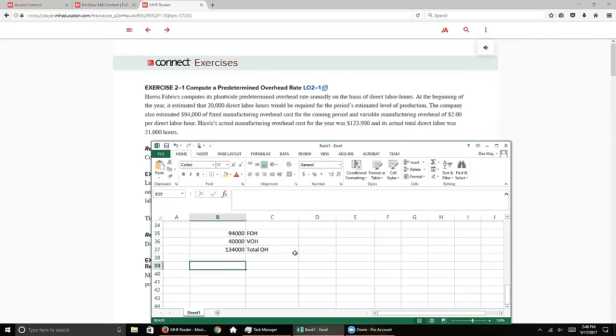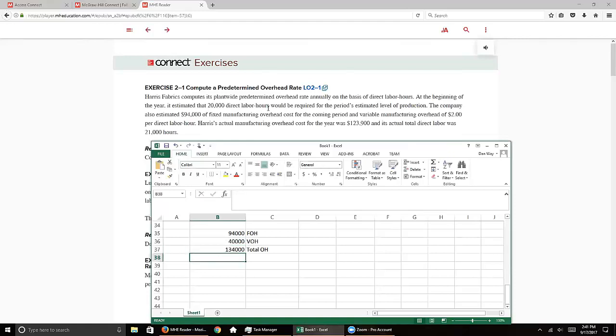And then where'd you get the variable overhead rate? Oh, sure. So this was the $2 estimated variable overhead per labor hour times the 20,000 labor hours that we expected to run. Okay. And again, one thing to keep in mind for our predetermined overhead rate calculations, we're always dealing in estimates because we're doing this theoretically at the beginning of the period where we don't know for sure what's going to happen. So we're always basing these estimates on what we think is going to happen as far as activity goes.